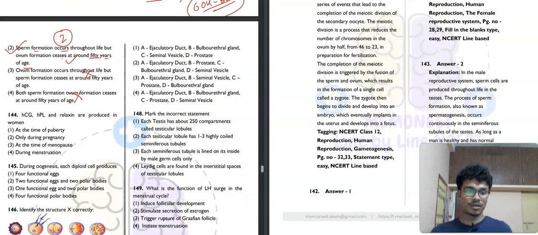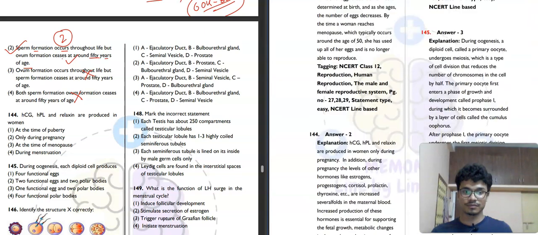Now question number 144. HCG, HPL, relaxin are produced in the woman at the time of puberty? No. Only during pregnancy is absolutely correct. We have also solved this question beforehand. At the time of menopause? No. Menopause means there is no menstrual cycle. During menstruation? No. So second option will be your correct answer.